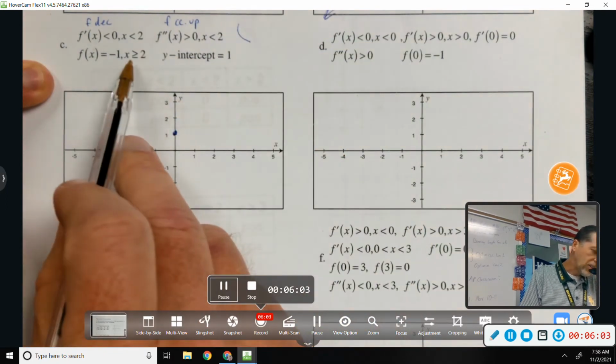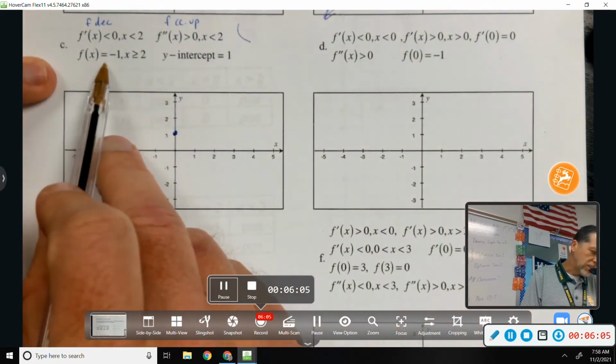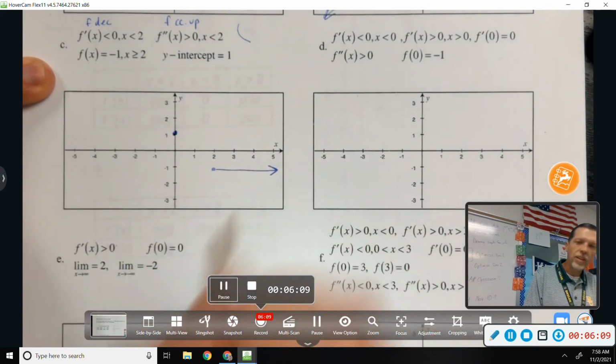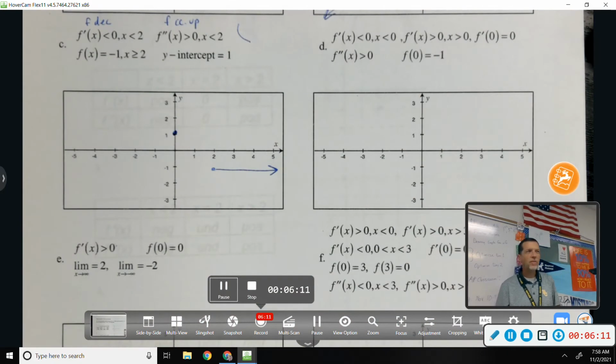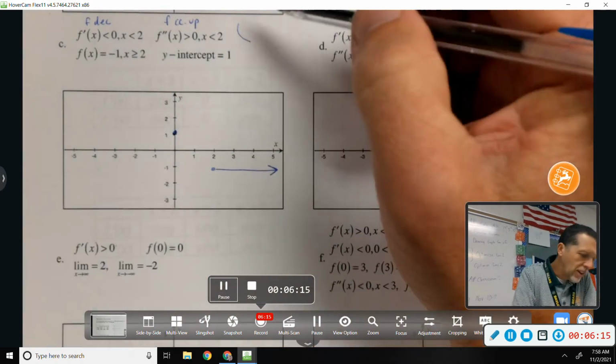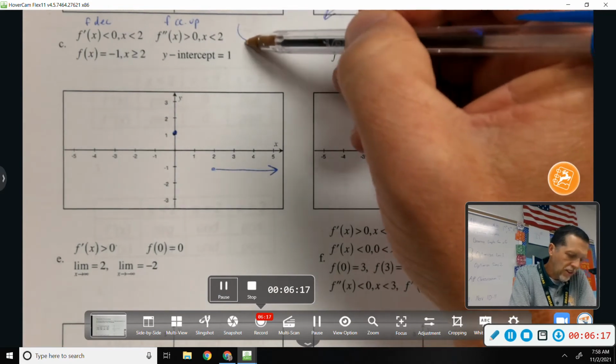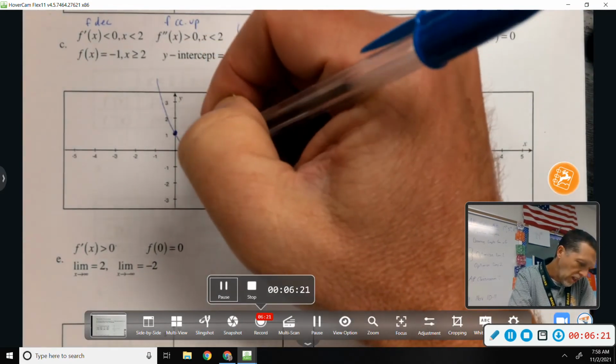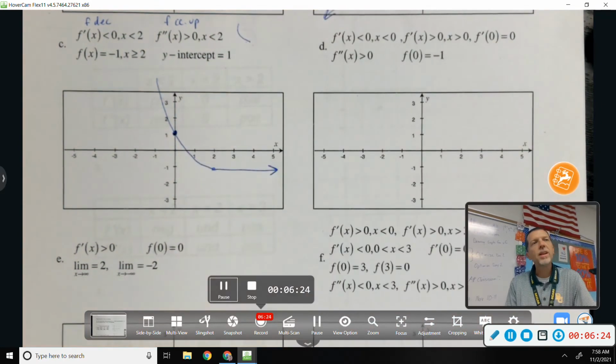And when x is greater than 2, my function is equal to negative 1. So that's kind of weird, but that's all that means, is that the y value is negative 1 when x is greater than 2. And so I need to fit in a decreasing concave up curve through that point. So something like that.